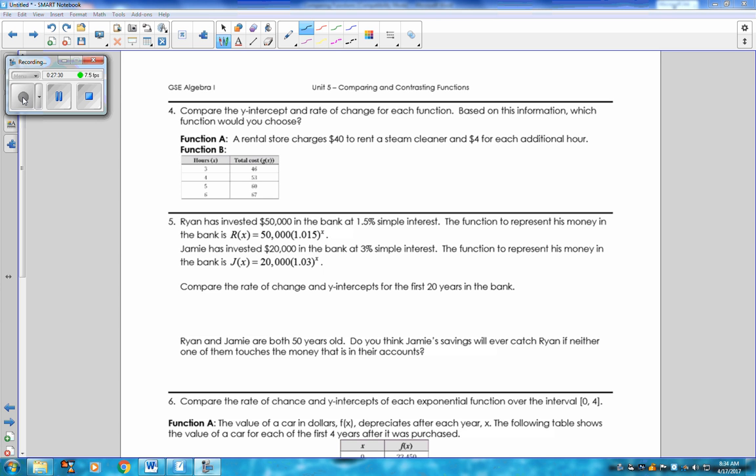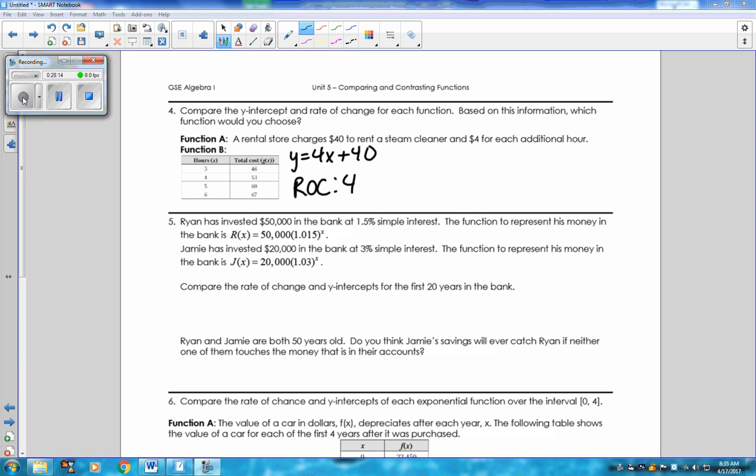Compare the y-intercept and the rate of change for each function. Based on this information, which function would you choose? Function A says that a rental store charges $40 to rent a steam cleaner and $4 for each additional hour. If I write the equation, my equation is going to be y equals 4x plus 40. So my rate of change is 4. It's my slope.